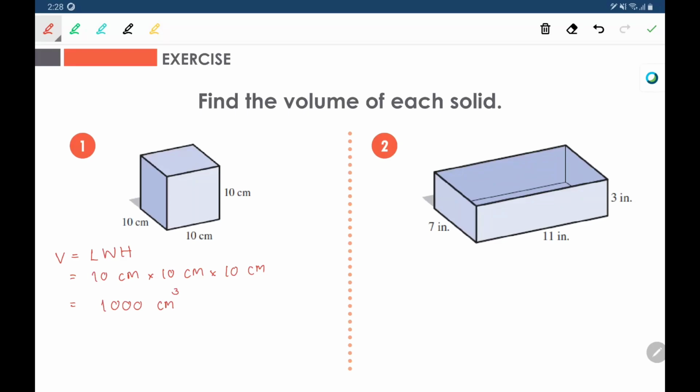For exercise number 2, this box, the volume of this box is again side by side by side. LWH, L is 11 inches times 7 inches times 3 inches. So you get 231 cubic inches.